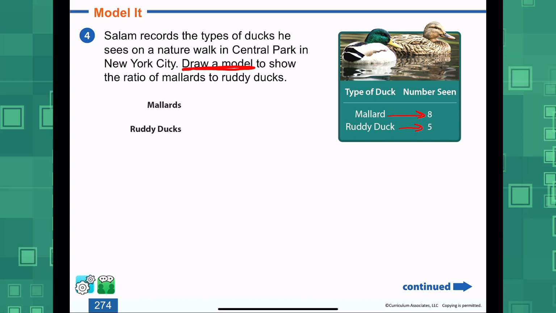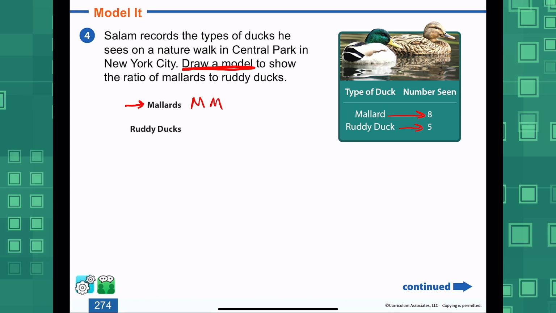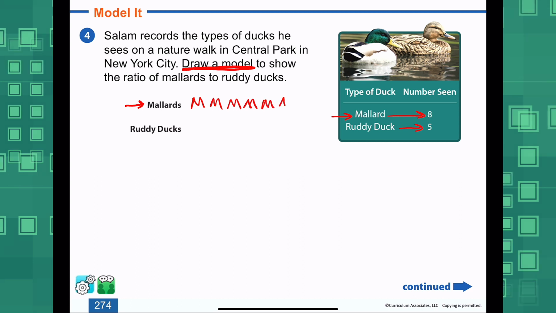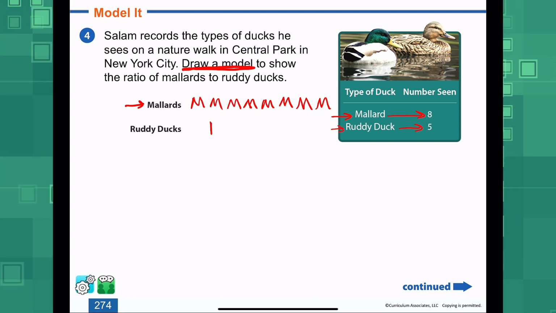So we need something to represent mallard ducks. You could use letters or shapes. I'm going to go ahead and use M's for mallards. I need 8 of those because that's what my data over here is telling me. So there's 8 of my mallards, and then my data also tells me there were 5 ruddy ducks. I'm going to use capital R for that.